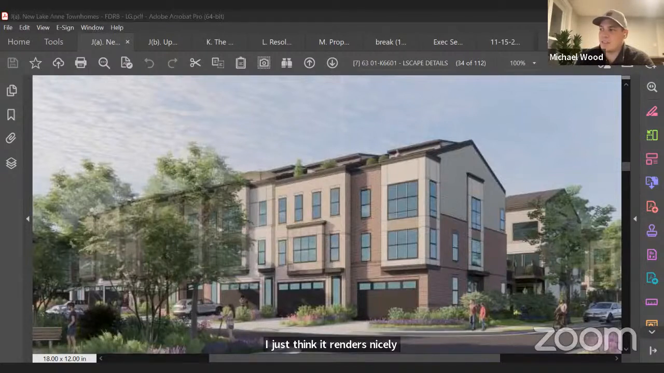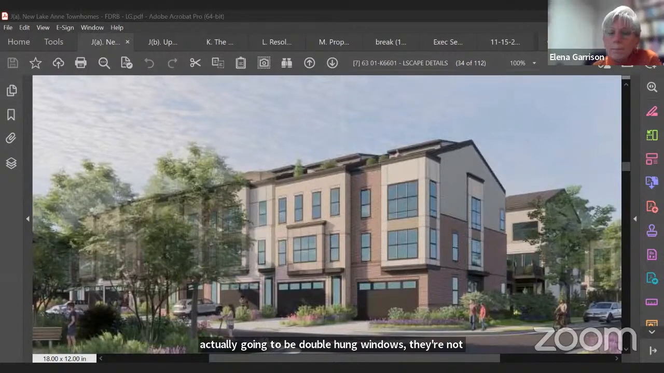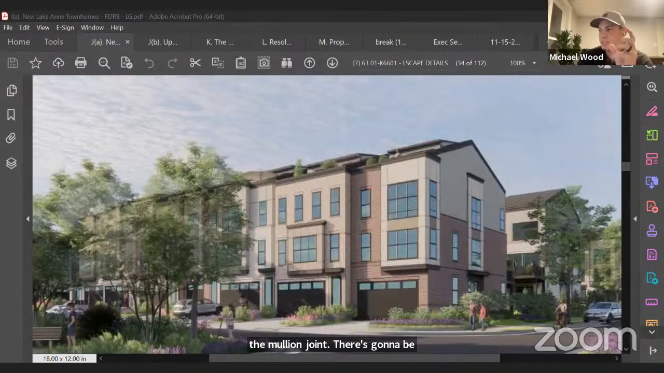If these are actually going to be double hung windows, they're not going to look like that once they're installed. There's going to be a lot thicker mullion joint. The sash is going to be thinner than the verticals. It's not going to read the same way. I guess in person is basically my concern.